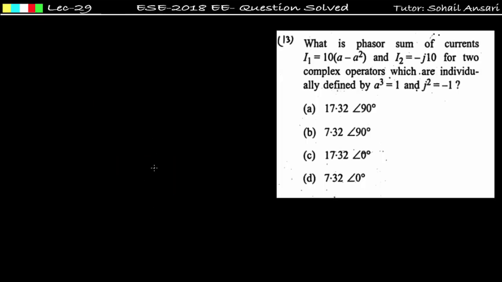See the next question. What is the phasor sum of current I1 and I2 given for two complex operators which are individually defined by a cubed is equal to 1 and j squared is equal to minus 1. So we have to find the net current, that is equal to I1 plus I2. I1 is 10 into a minus a squared and I2 is minus j10. Okay, so net current will be written like this.